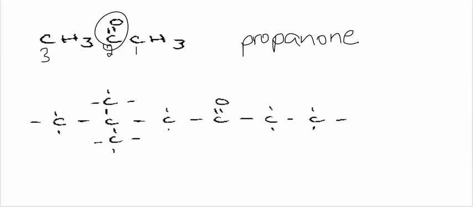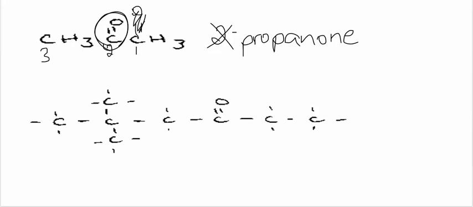Now I could say 2-propanone because the carbonyl group is on carbon 2. However, if that carbonyl group were moved over to carbon 1, it would be an aldehyde. So we don't have to include the 2 there because it has to be on carbon 2. It cannot be a terminal group or it would be an aldehyde.